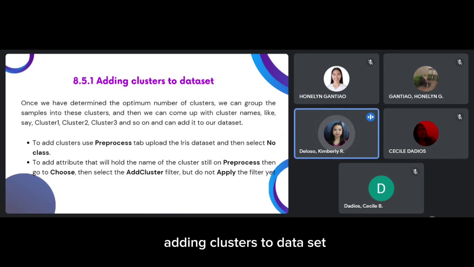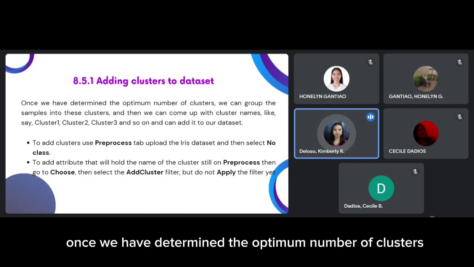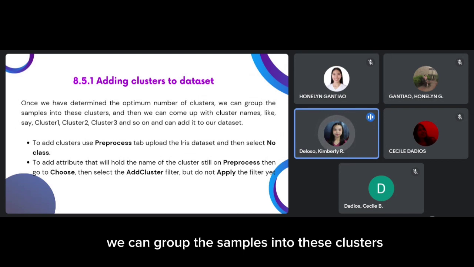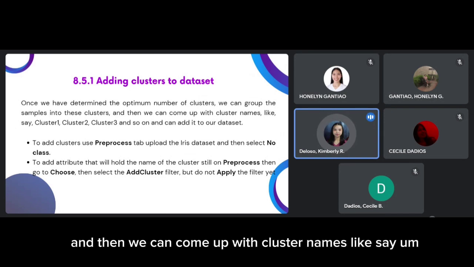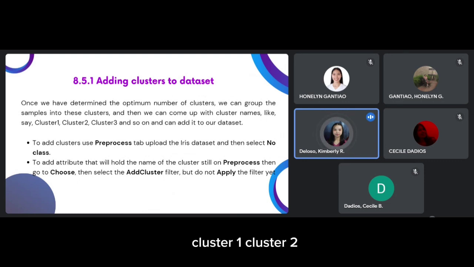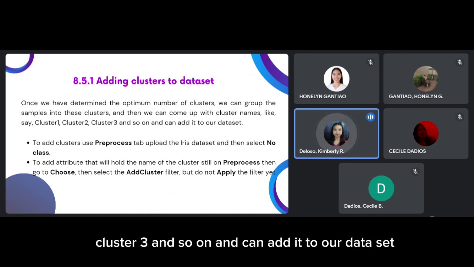Adding clusters to dataset. Once we have determined the optimum number of clusters, we can group the samples into these clusters. And then we can come up with cluster names like say cluster 1, cluster 2, cluster 3, and so on, and can add it to our dataset.